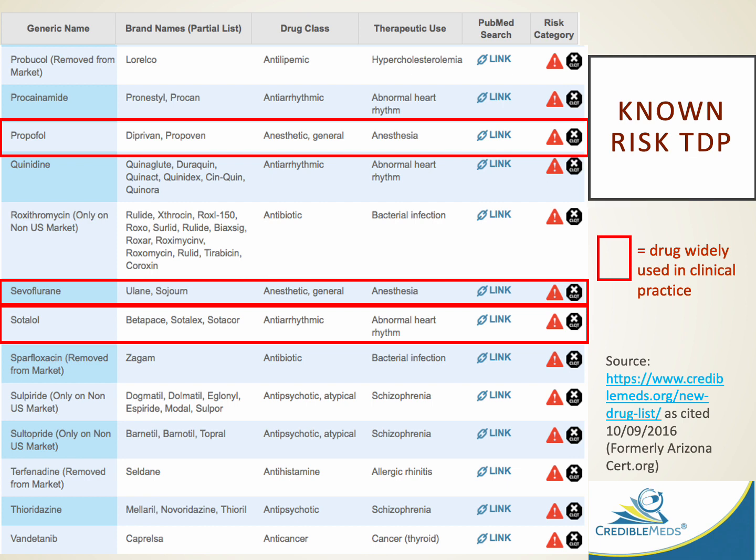Propofol, which is an anesthetic, we use propofol pretty frequently. That can prolong QT. Sevoflurane, used as part of anesthetic gases, can. Sotalol, we'll talk about sotalol a bit here, is a unique type of beta blocker that is primarily used for certain cardiac arrhythmias. We don't really use it for lowering blood pressure or heart rate per se. It has a specific role as an antiarrhythmic beta blocker.